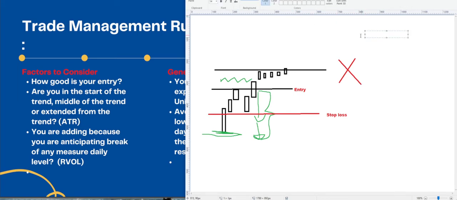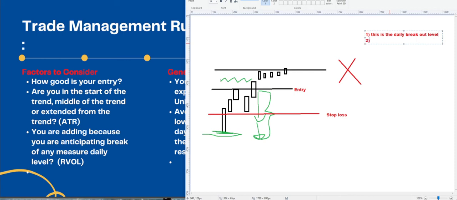Now this can change if I add a few little details of information here. Number one factor: it's given to you that this level where the consolidation is, is the daily breakout level. Now my thesis is going to change. Right now I'm on the daily breakout level.